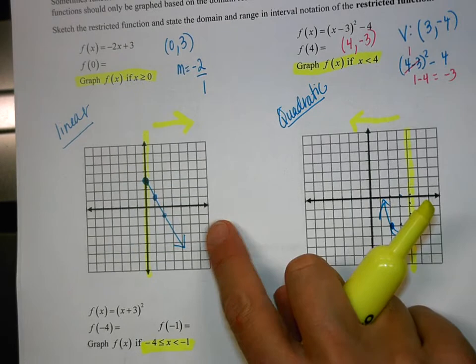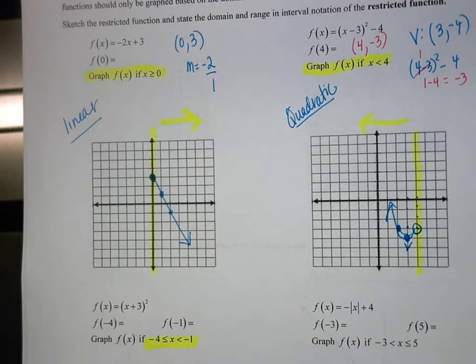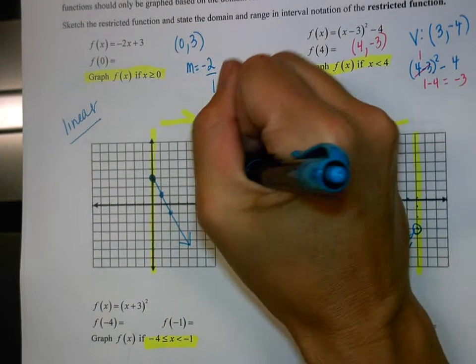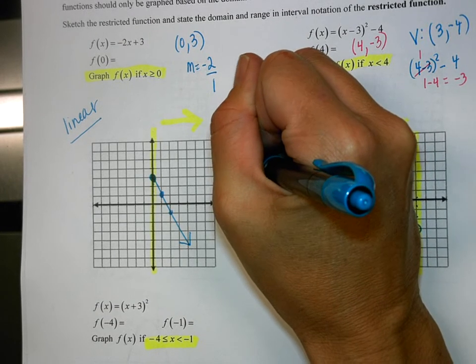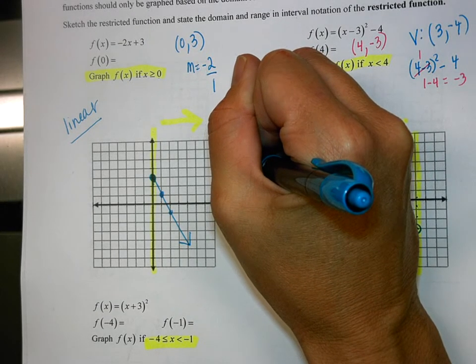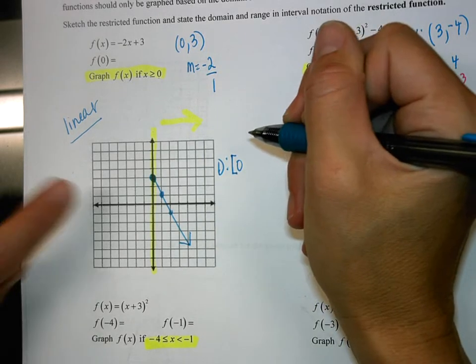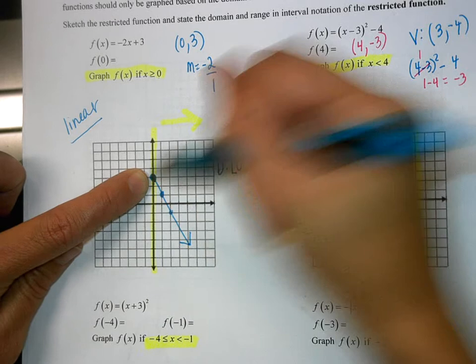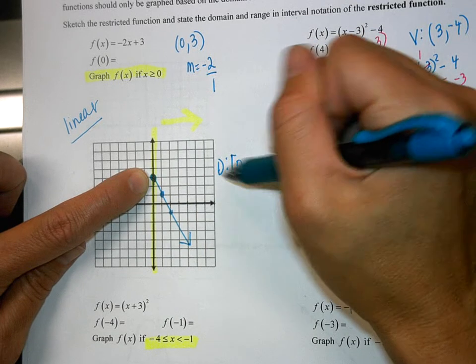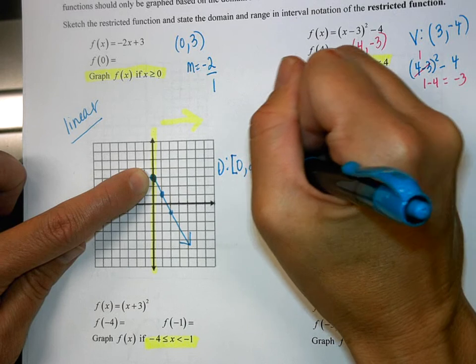So first of all, on this one, what is my domain? Bracket or parenthesis? Bracket. Why bracket? It's closed. It does equal 0. So if it equals it, it's a bracket. So it's bracket 0 all the way to positive infinity.